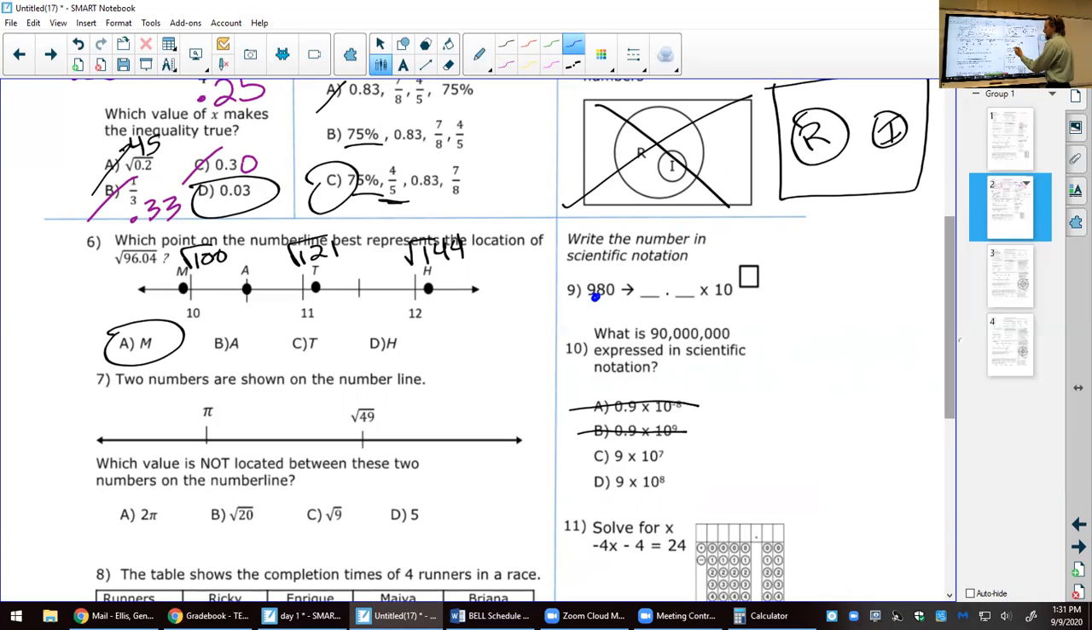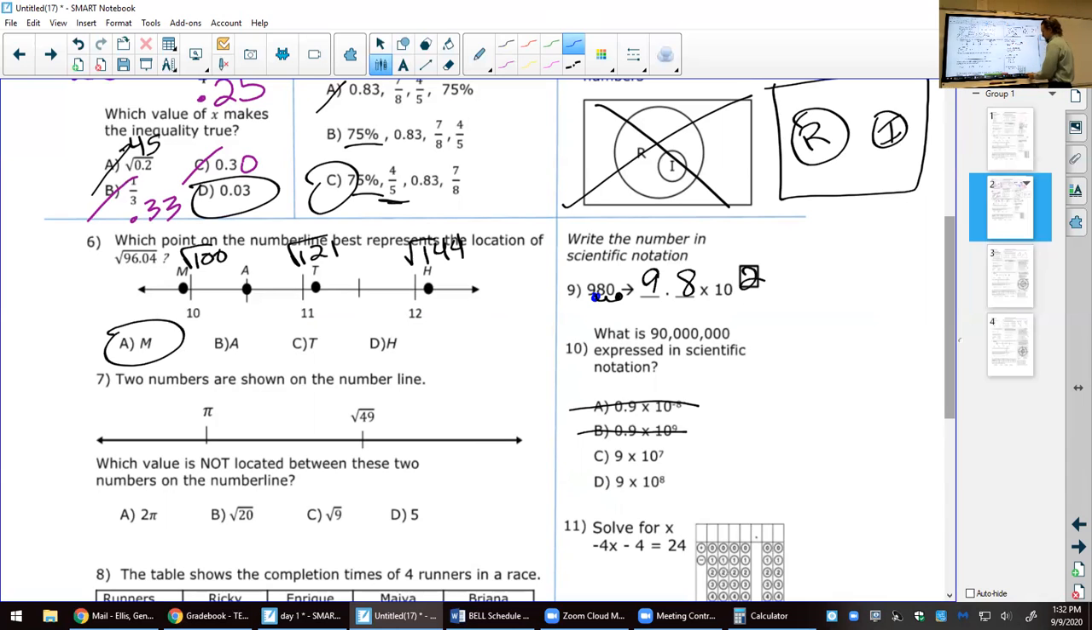So that gives us 9.8. And then it's always times 10 to some power. And that power is just how many times you had to move the decimal place. So since it started at the end of the number, we moved it back 1, 2 times. So you get 9.8 times 10 to the second power.